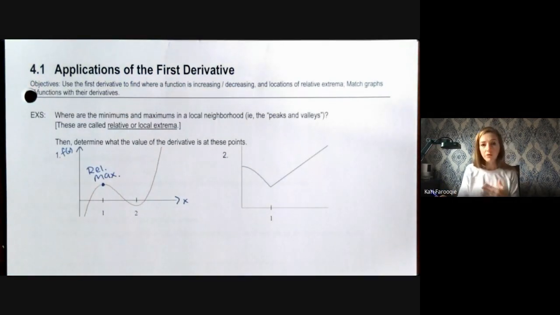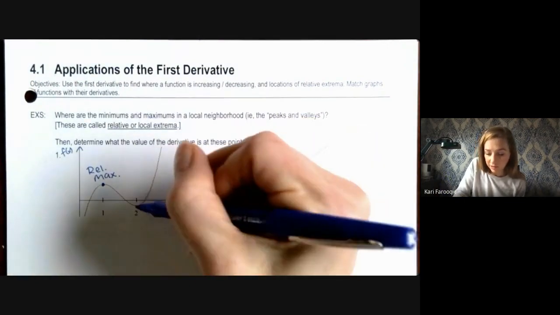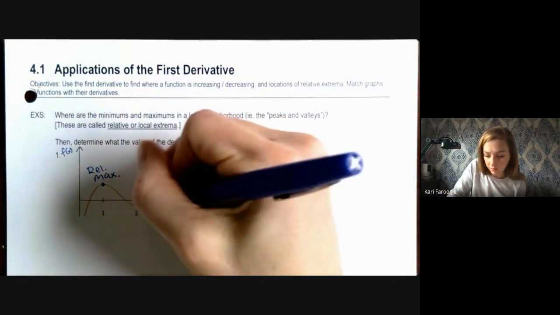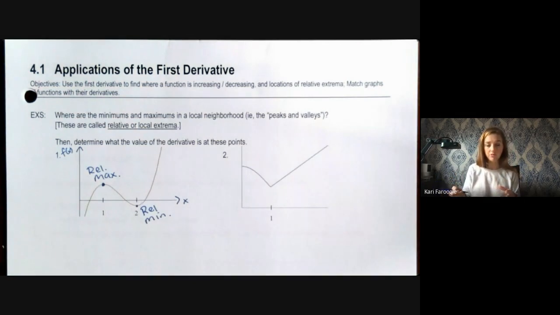Now, if I looked at a different neighborhood, maybe around x equals 2 in this instance, I would be able to find a local minimum. I know that my relative minimum must be this place where I have the smallest value in that area. So I'm just focusing in on what happens in this area.